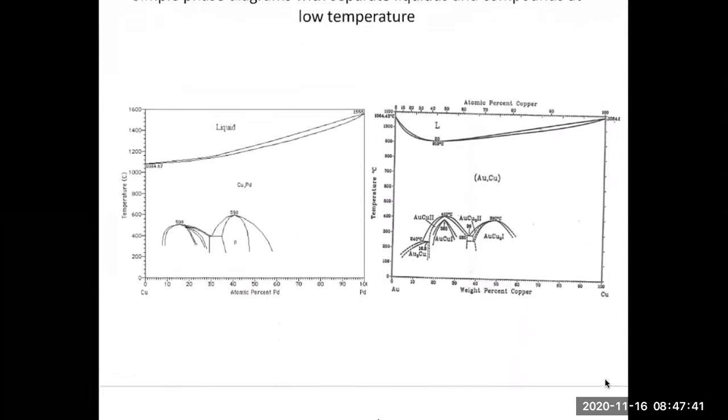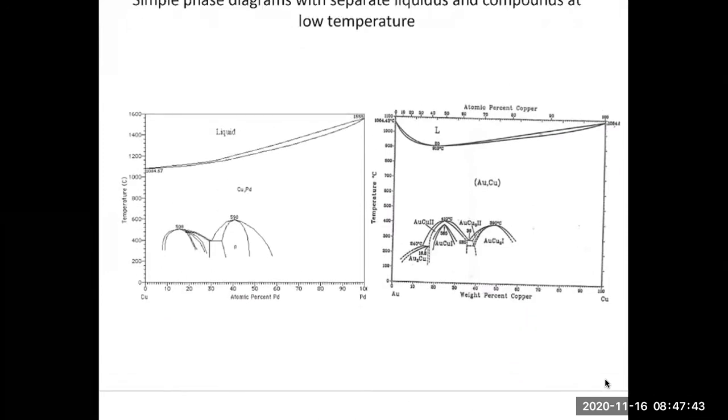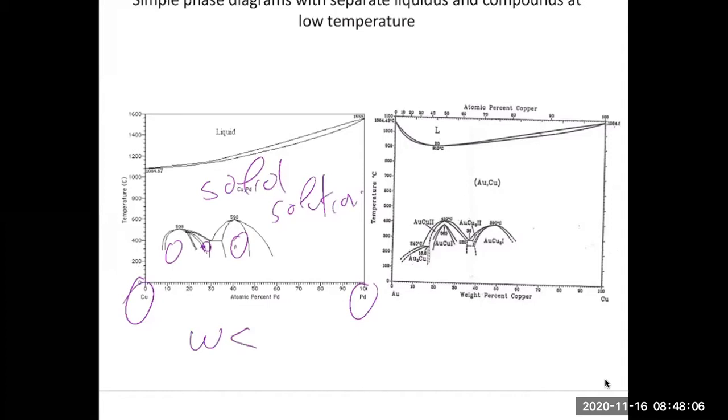Okay, here's a slightly more complicated one. There's more than one compound, but this is copper palladium, and next to it is copper gold. Basically, what you have here are compounds, all these single phase domains that you see. It's a little hard to see. And then here you have solid solution. So this is a slightly more complicated case, but it's essentially a sign of omega negative. Same here, because you have compound formation.